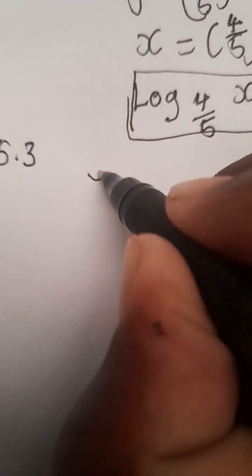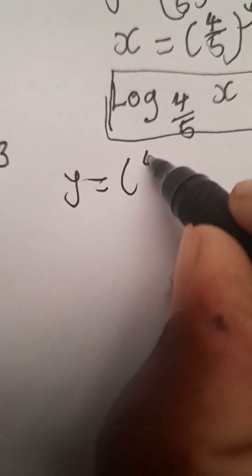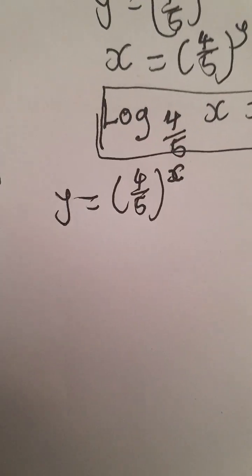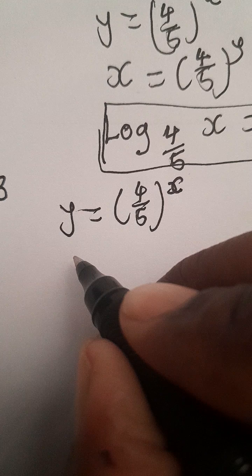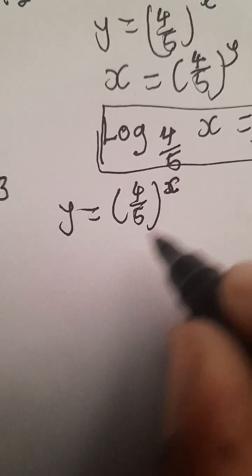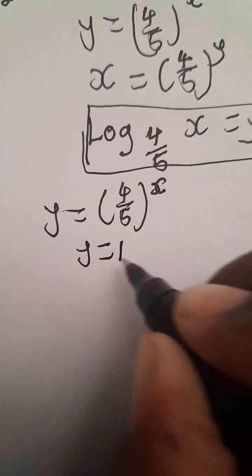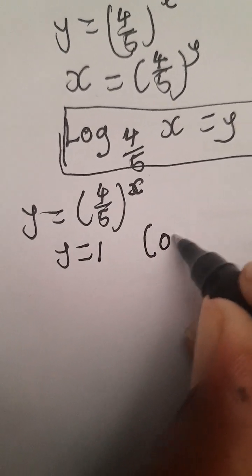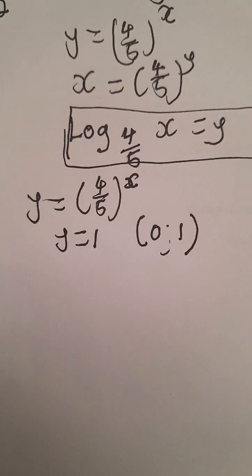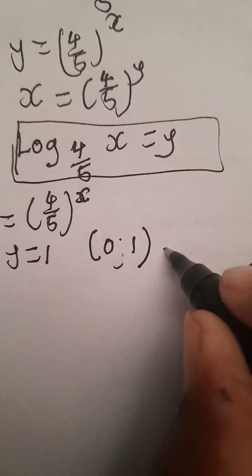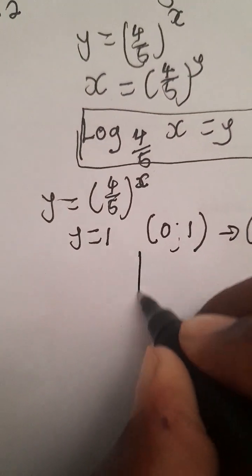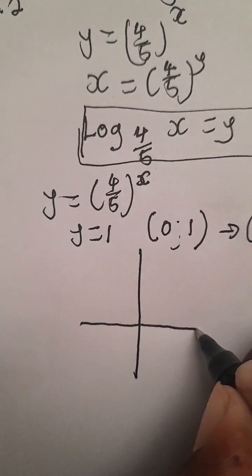Remember our original graph was (4 over 5) to the power of x. If we were to look for the y-intercept, you let x be 0. (4 over 5) to the power of 0 gives y equals 1, meaning the coordinate will be (0, 1) for the y-intercept. We don't have an x-intercept in this case, so the inverse of this coordinate will be (1, 0). You just swap.